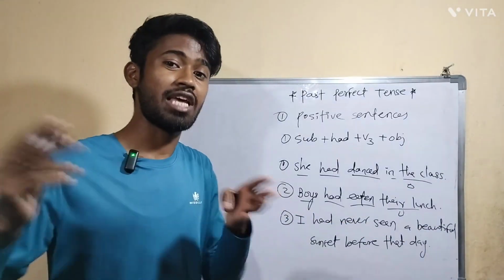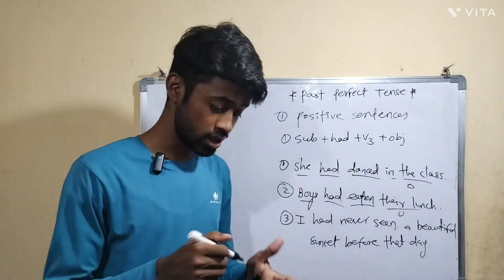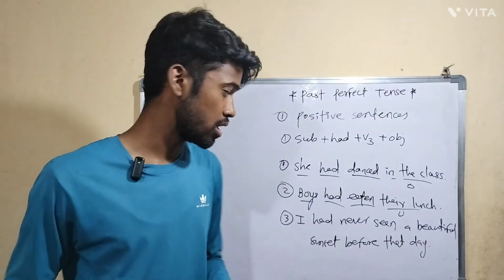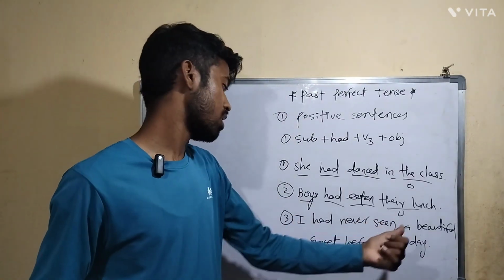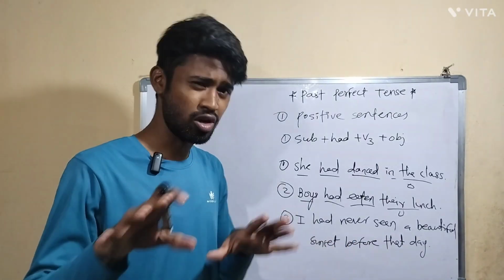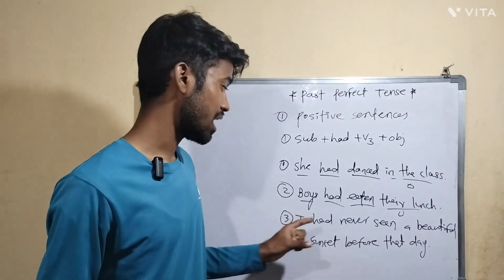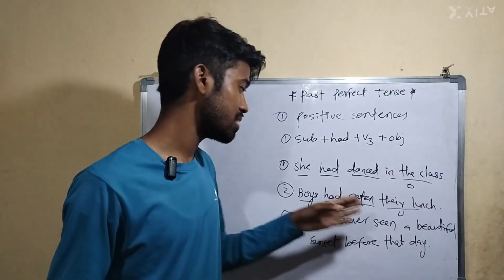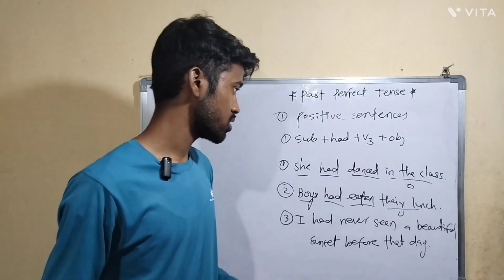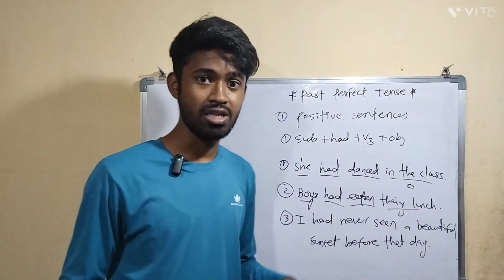Now this is a past experience. To tell about a past experience, we have to use the past perfect tense. You can't say, "I saw a beautiful sunset" or "I never saw." It's not good. So what you have to say is: I had never seen a beautiful sunset before that day. This is the correct way to talk about your past experience. Up to this you understood. Let's see a few more examples.